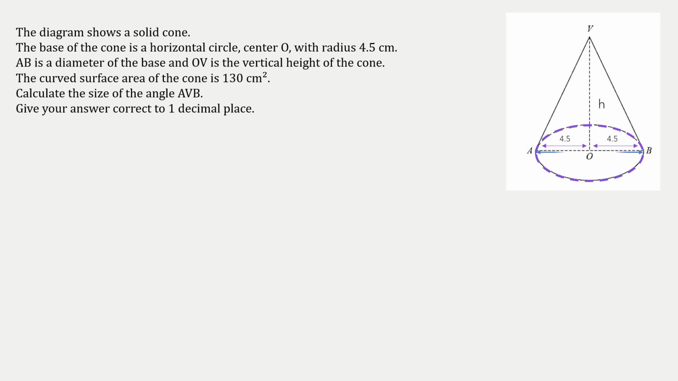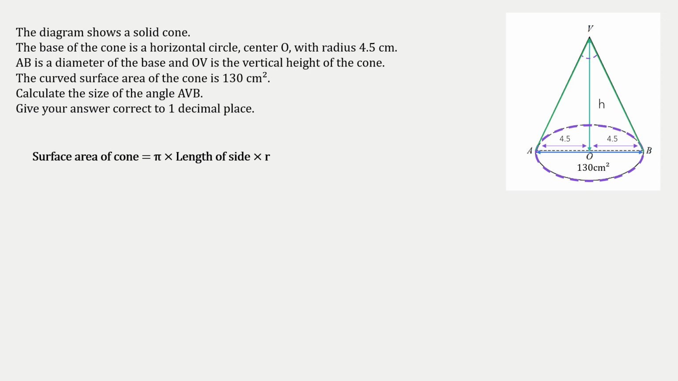AB is a diameter of the base and OV is the vertical height of a cone. The curved surface area is already given as 130 centimeters squared, and I need to calculate the size of the angle AVB. I have to give my final answer to 1 decimal place.